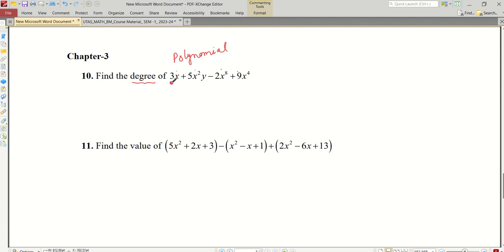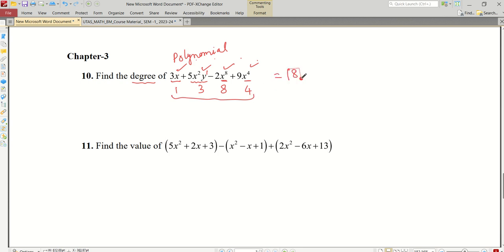Another thing is, what is the power of x here? 1. What is the total power of x and y here? 2 plus 1, 3. What is the power of x here? 8. What is the power of x here? 4. These are the degrees of each term. The degree of the first term is 1, the degree of the second term is 3, the degree of the third term is 8, the degree of the fourth term is 4. So which number is the biggest? Big number is 8.